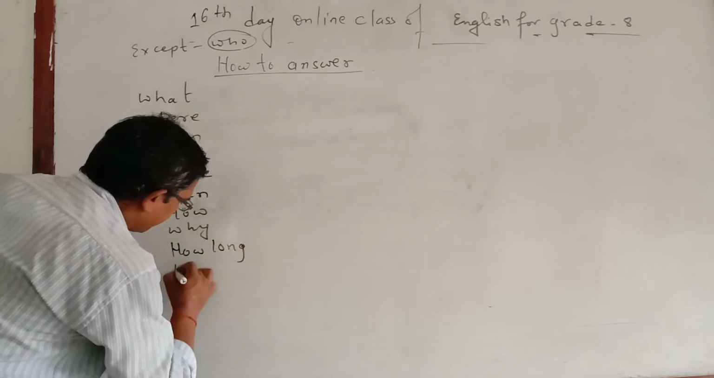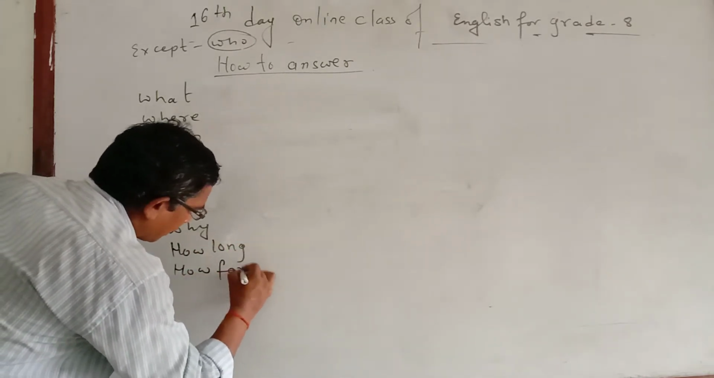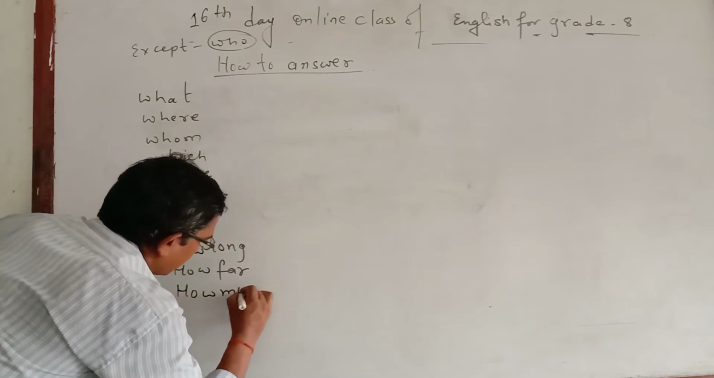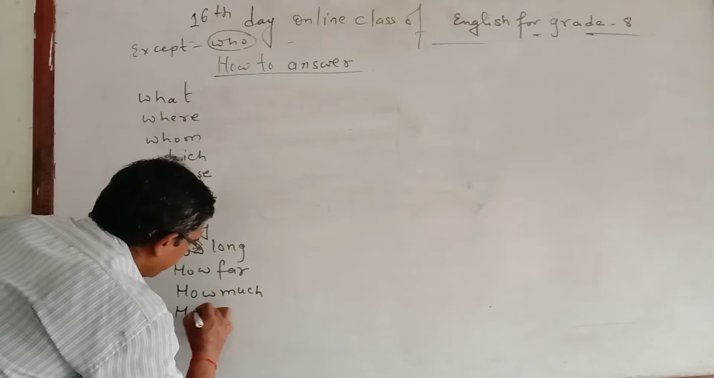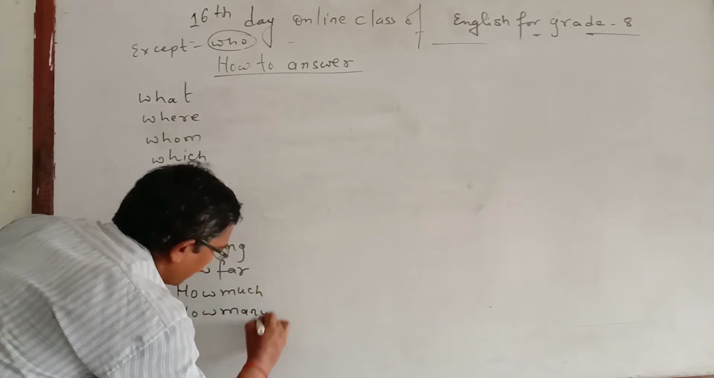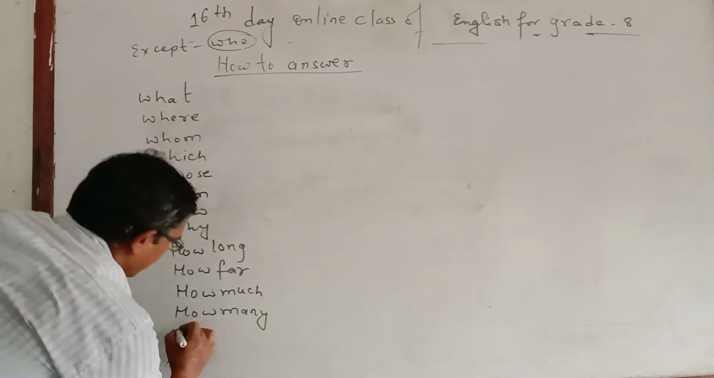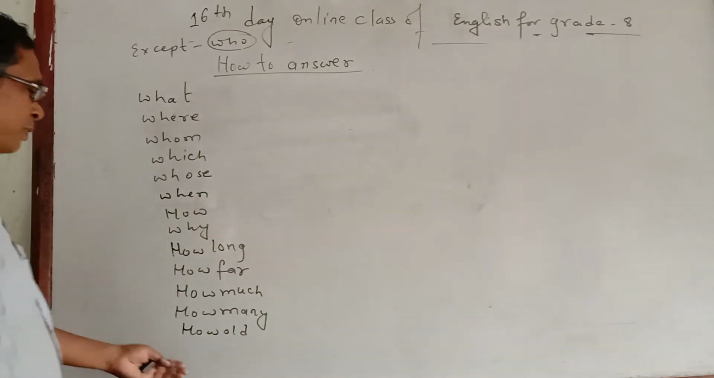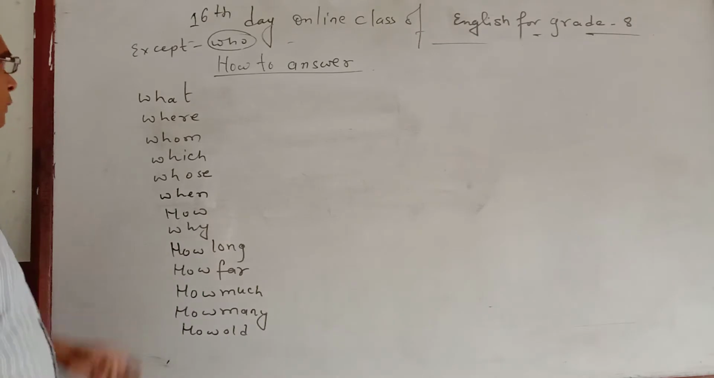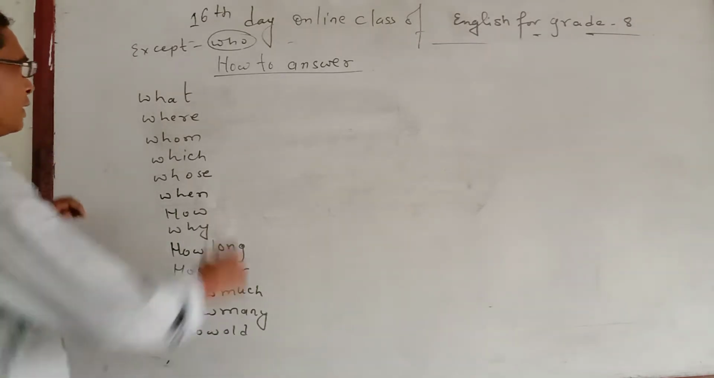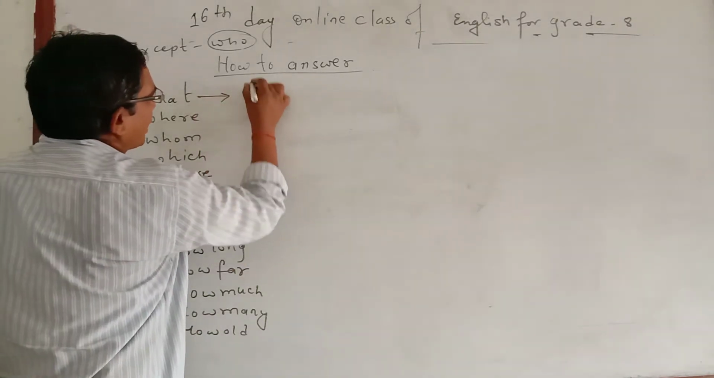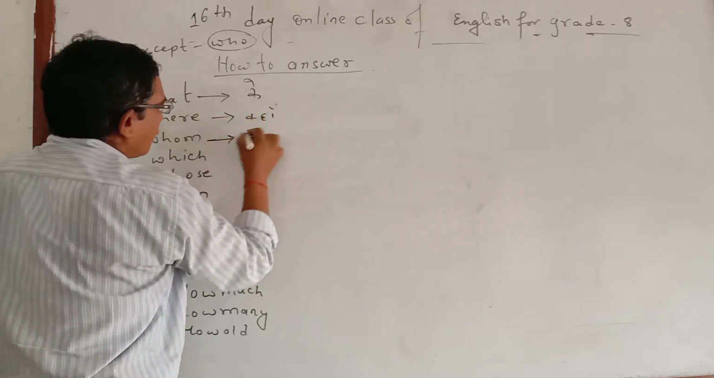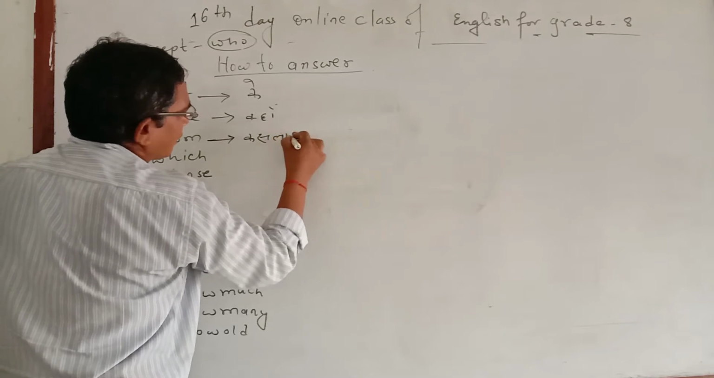how long, how far, how much, how many, how old, and there may be likewise how wide also. So these are the WH. The meaning of this WH: what means ke, where means kaha, whom means kaslai.